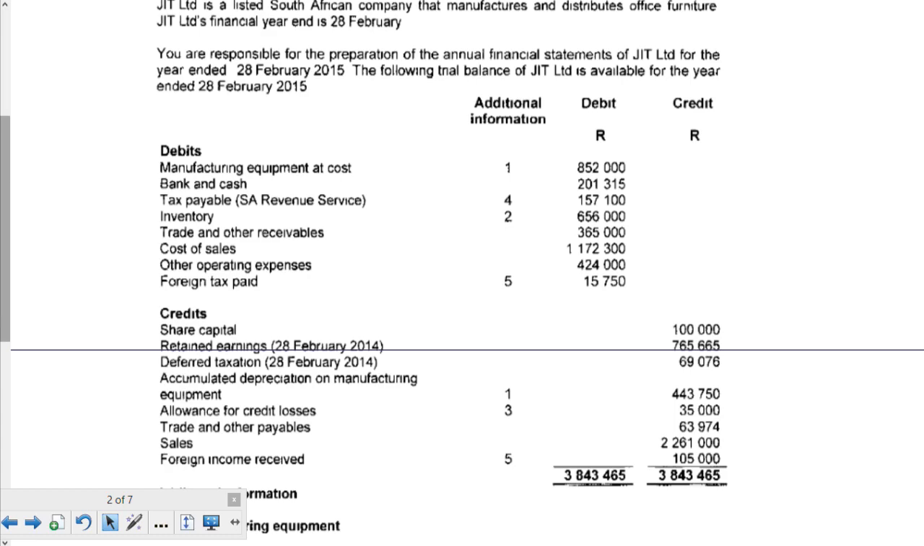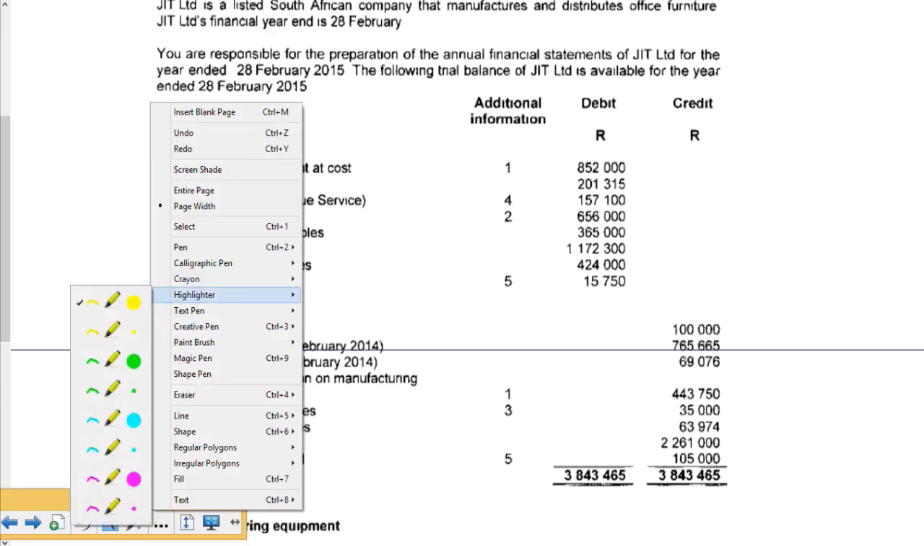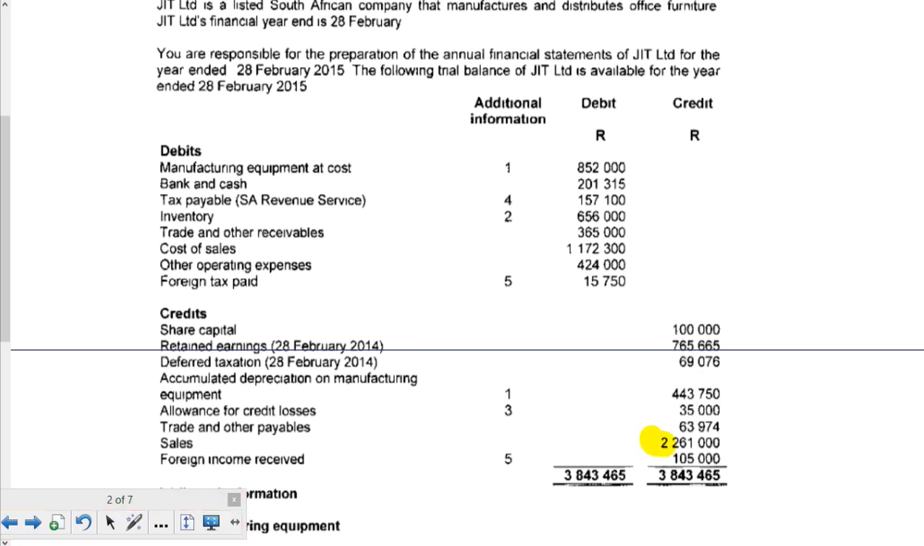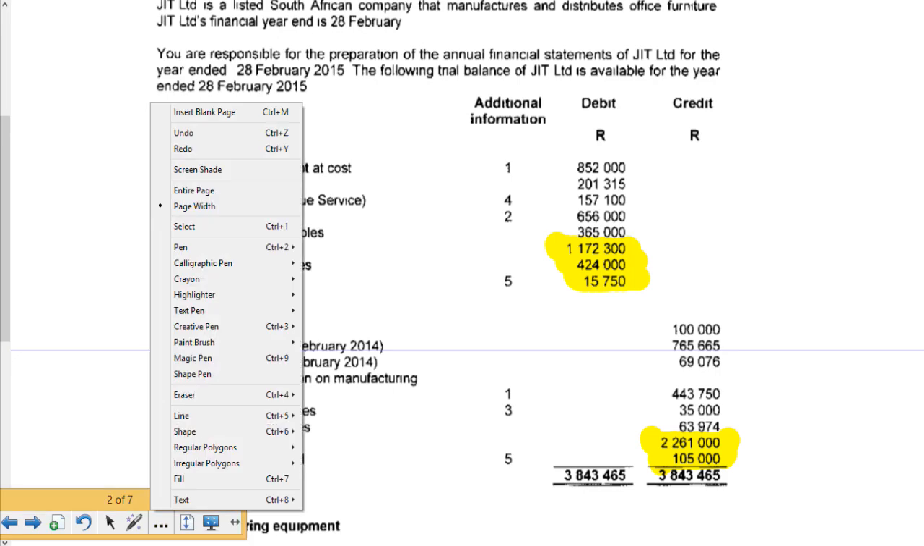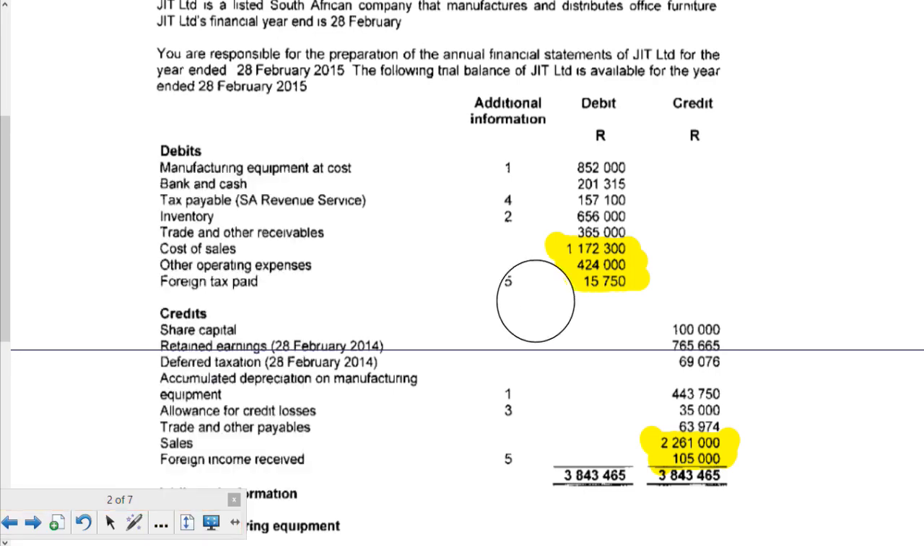Let's look at what all the P&L items are in here. This one and this one are P&L. The other ones are financial position. And then up here, these ones are P&L. The other ones are financial position. But we want profit before tax, so you're going to ignore that foreign tax. Just ignore the foreign tax for now, because we just want profit before tax. Okay, so it's those four numbers.